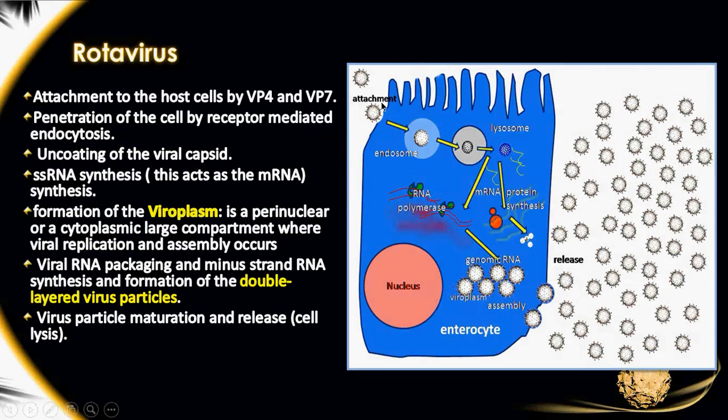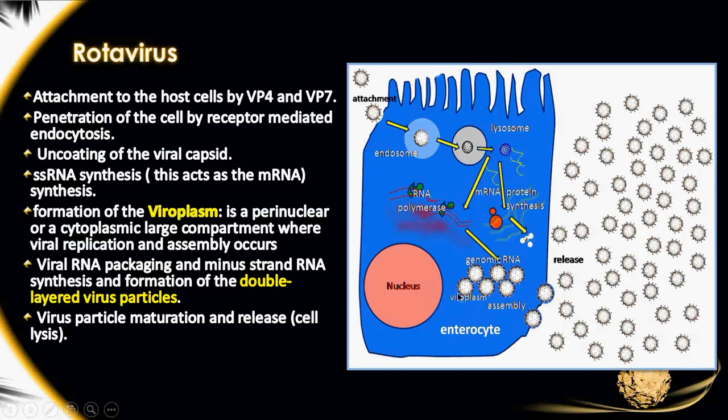For the pathogenesis, the virus firstly has to attach by the VP4 and VP7 surface proteins. Remember these two proteins define the virus serotypes. They penetrate the cells of the brush border lining of the gastrointestinal system, especially the small intestine, through receptor-mediated endocytosis, as you can see from the diagram. The virus loses its capsid, and the single-stranded RNA, which can act as messenger RNA, will form what we call the viroplasm.